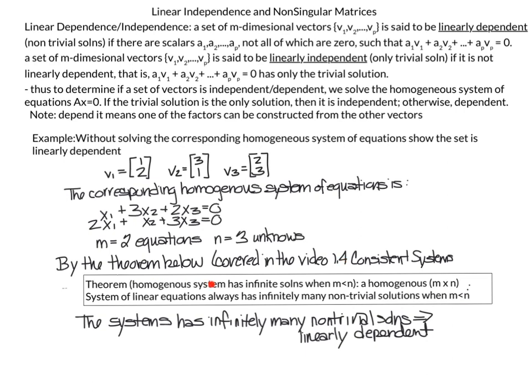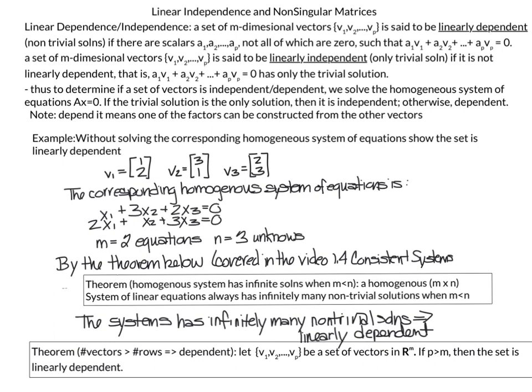For homogeneous systems of equations, and in this case it's homogeneous because it's equal to 0, when m is less than n, then a homogeneous m by n system of linear equations always has infinitely many non-trivial solutions. So since m is less than n, this system has infinitely many non-trivial solutions. Therefore, it is linearly dependent.